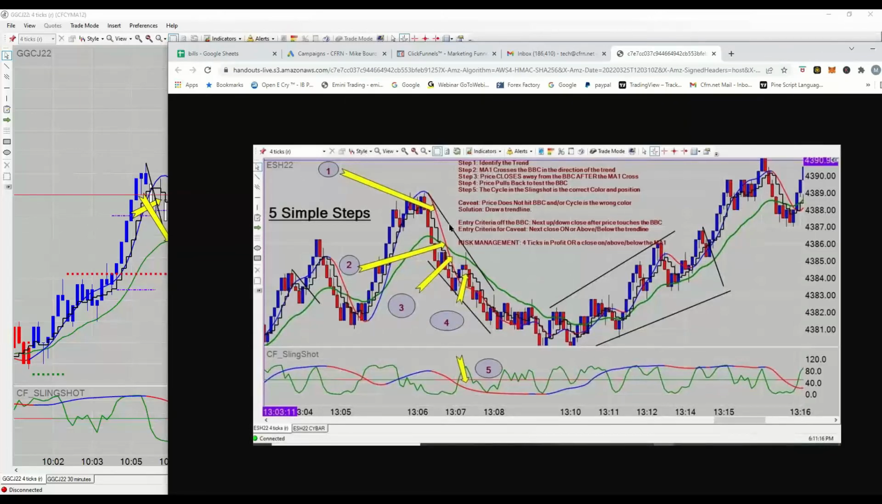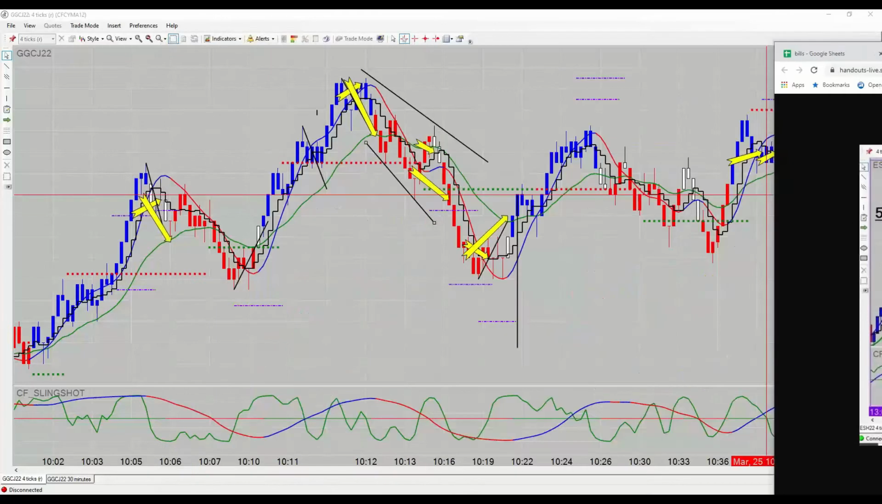Step number 2, the MA1, which is the red and blue line right here on price, crosses the BBC, which is the green line on price, in the direction of the trend. So in this case, the MA1 crosses below the BBC because the trend is down. BBC stands for bull bear cross. Okay, so right here, for instance, the trend was established as down. The MA1 crossed below the BBC. It's bearish. Cross below it. All right.